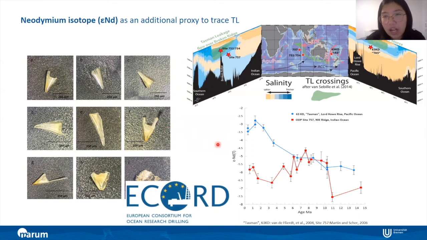And hopefully I will get a record that follows the AIW end members, which shows in this right curve prior to 7 million years, and looks similar to the Tasman signal, this blue curve after 7 million years.